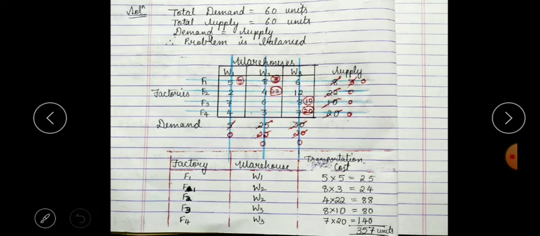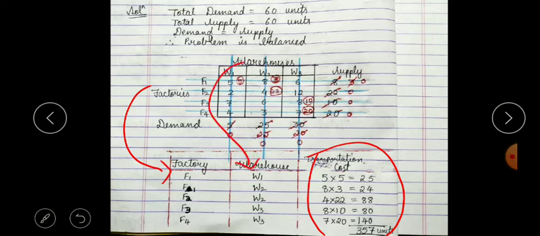Okay. So now the next step is you have to show allocation. In a previous problem, we have just directly found out the transportation cost by multiplying and adding this. Only this part we have done. But it is always better to show the allocations also. That is where these allocations have happened, from where this 5 into 5 has come. So this can be shown through a table. Factory, that is this, warehouses here, and transportation cost you can write here.